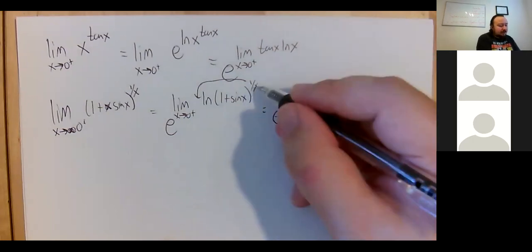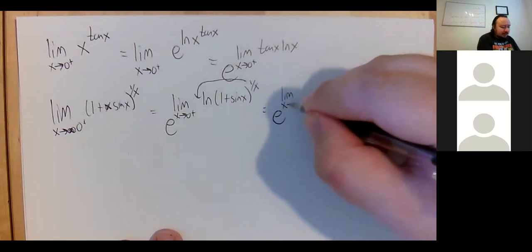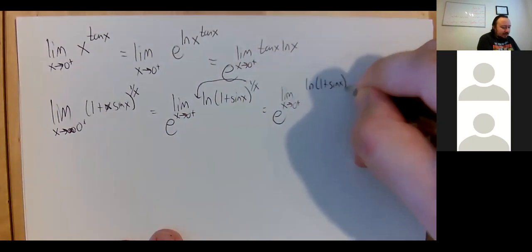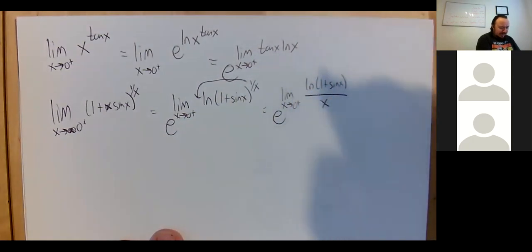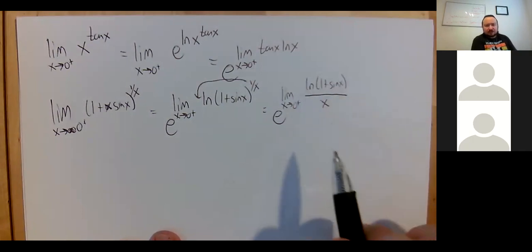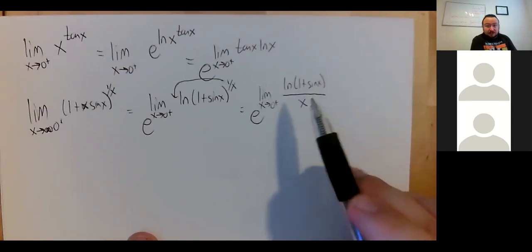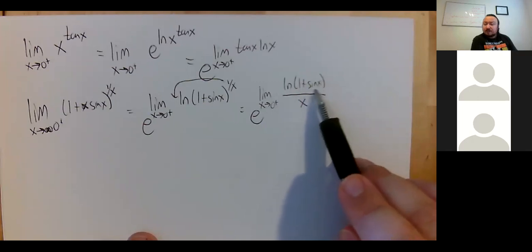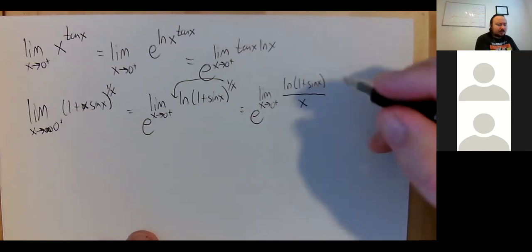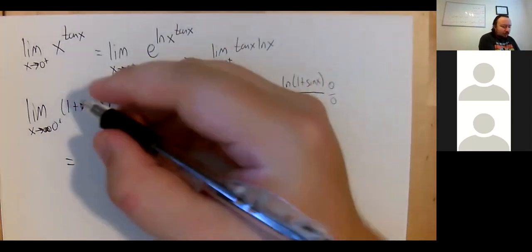So when we do that, if we have 1 over x times the log, this will end up being the limit as x goes to 0 from the right of ln of 1 plus sine of x divided by x, because 1 over x times the log will put the x on the bottom here. Okay, now I'm going to use L'Hopital's rule on this, because if I plug in 0 now, sine of 0 is 0, so I have ln of 1 over 0, that's 0 over 0. So now I'm all ready to use L'Hopital's rule.